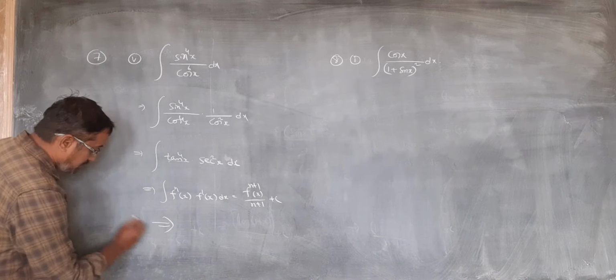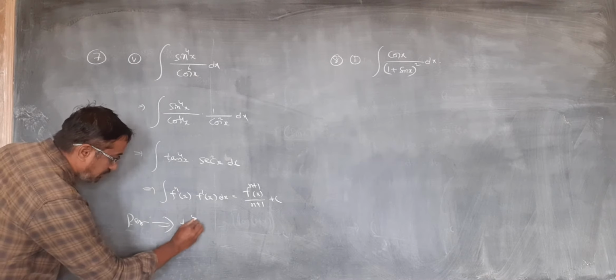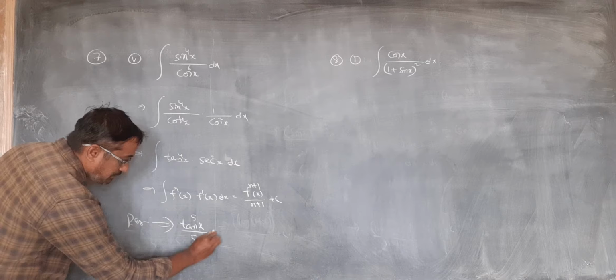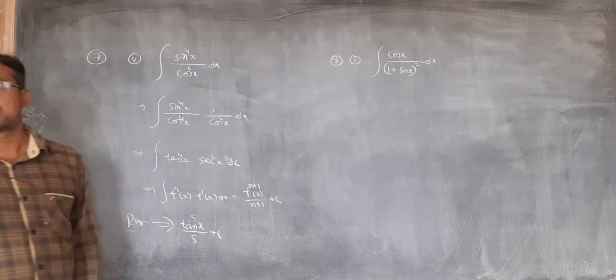So the result will be tan to the power of 5x by 5 plus c. F power n plus 1 by n plus 1. Tan power 5x by 5 plus 1.